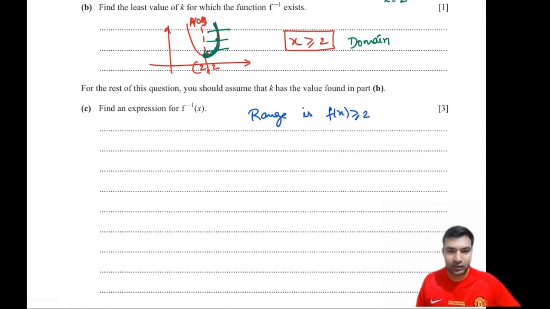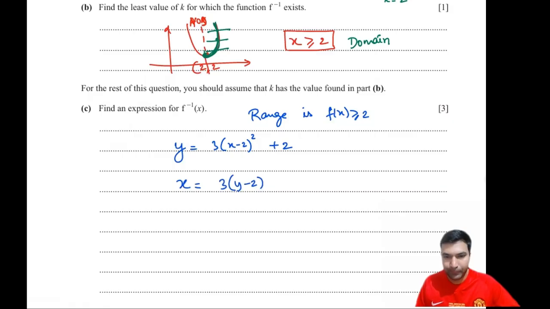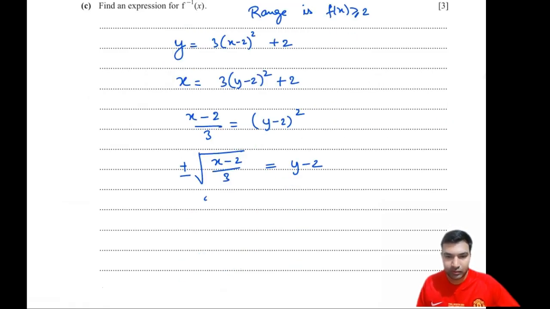Now assume the equation y equal to 3 times (x minus 2) whole squared plus 2. Now interchange the variables, and then make y the subject. So you get (x minus 2) over 3 is equal to (y minus 2) whole squared. Taking the square root, plus or minus the square root of (x minus 2) over 3 equals y minus 2. And this becomes 2 plus or minus the root equal to y, and this y becomes f inverse of x.